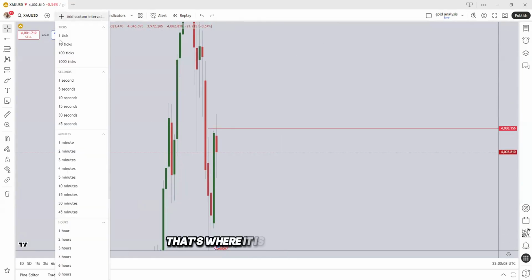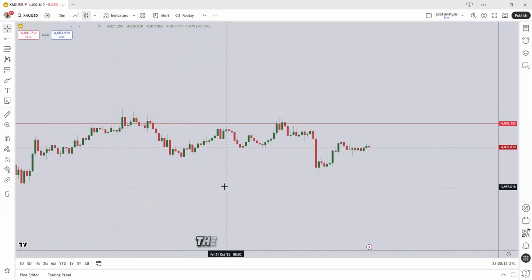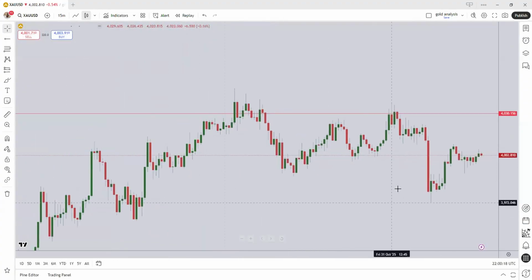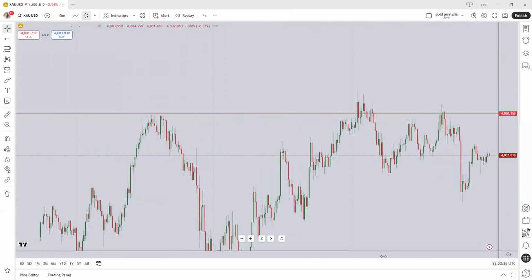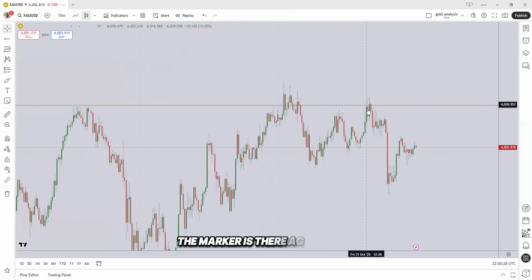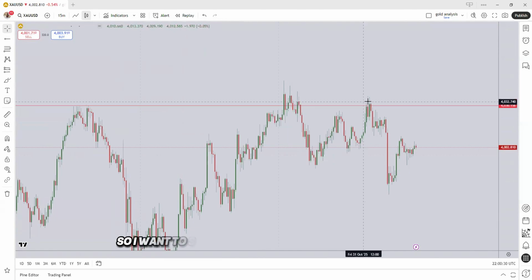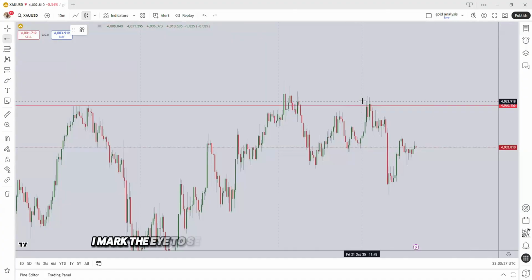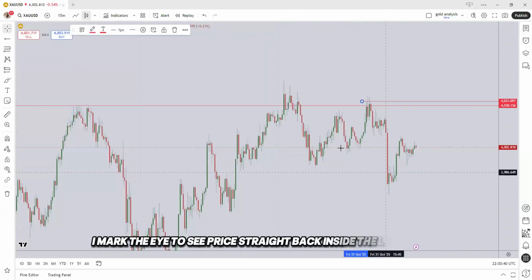So on the 50 minutes, the market then engulfed. So the market got there again on the 50 minutes. You can see the market is there again, right? So I want to see price go above it. So I marked this high, I marked that high to see price straight back inside the level.